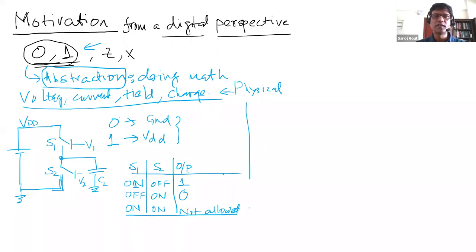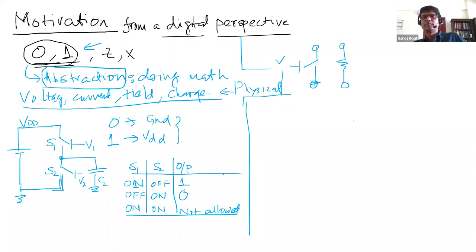Actually, you can do with one switch also. So maybe let me ask this question first. Let's say I give you one switch, which I'll call ground referred. What I mean by ground referred is, if this voltage is high with respect to ground, it is on. If it is low with respect to ground, it is off. So I give you one switch and I give you one resistor. How can you make that same digital gate?